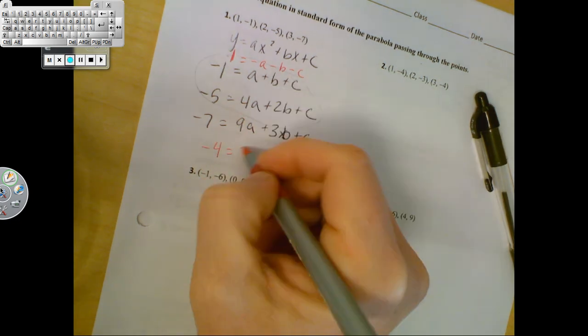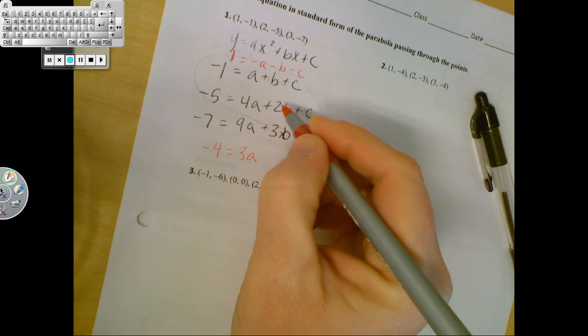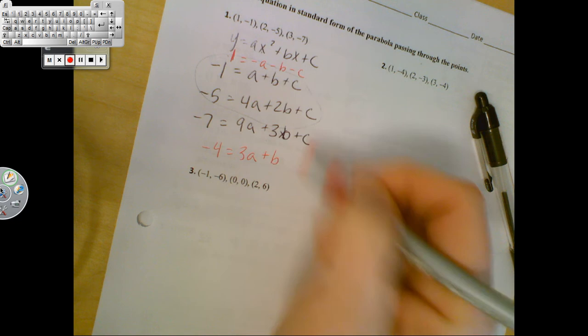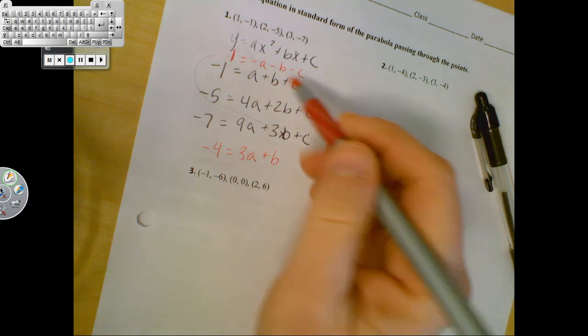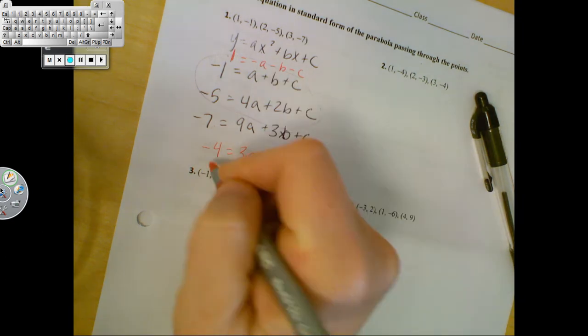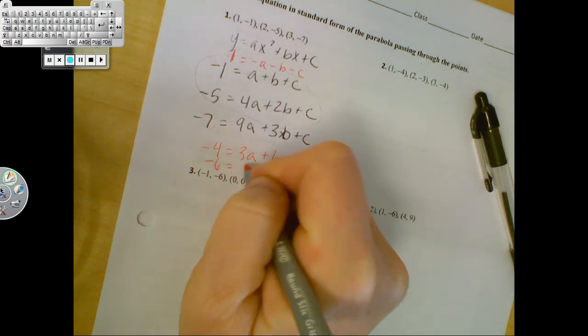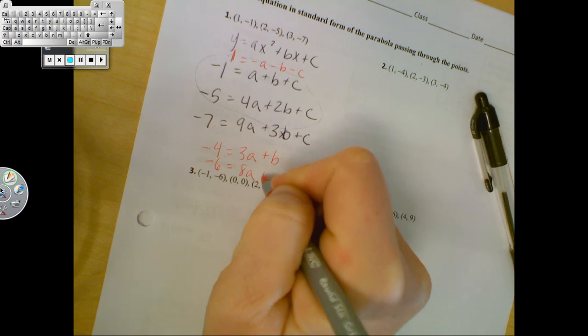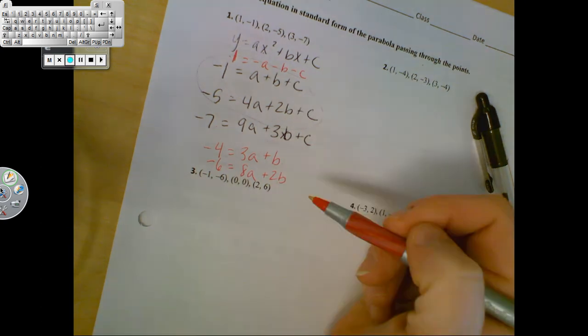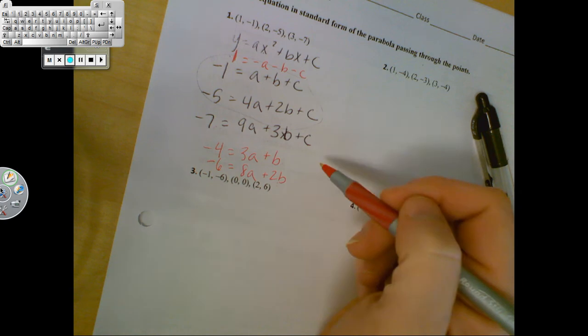So then if I add this equation with this equation, 1 minus 5 is -4. A plus 4a is 3a. B plus 2b is plus b. And then the c's cancel out. And then I'll add this red equation to the bottom equation to make those c's go away. So I'll get -6 equals 8a plus 2b, and the c's are gone. So now I just have a system of equations with 2 unknowns like we had when we did systems.